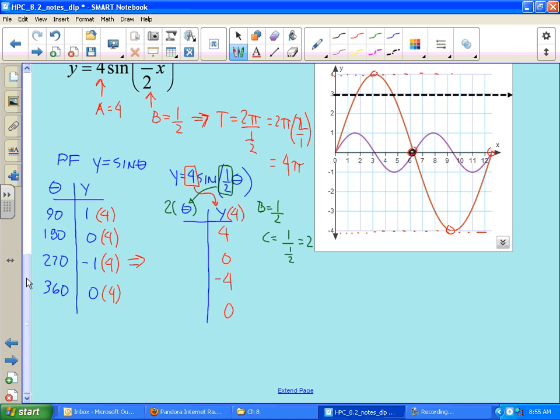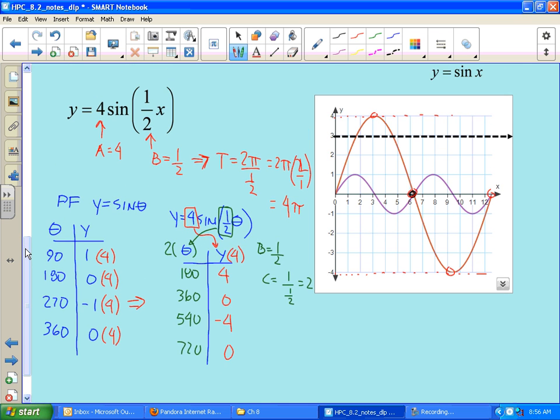And if that were the case, 90 times 2 would be 180. And 180 times 2 would be 360. 270 times 2 would be 540. And 360 times 2 would be 720. So those should be the coordinates then of the theta and the y. Well, look at 180. There it is right there. There's 180 and 4. Check. 360. There it is right there. And 0. Yep. 540 is right over here, and add a negative 4. 720. There it is right there.